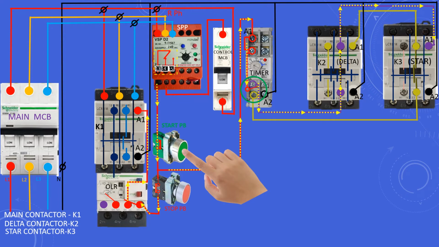K3 makes circuits and simultaneously breaks the connection of delta contactor K2 circuit at its NC contact 21, 22. Thus, K2 contactor will not be able to operate during the operation of K3. After 25 seconds elapse, the timer breaks the existing circuit and makes another circuit at contact number 18 and contactor K2 makes contacts.